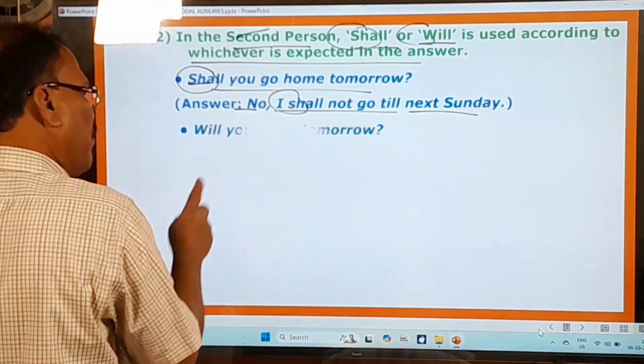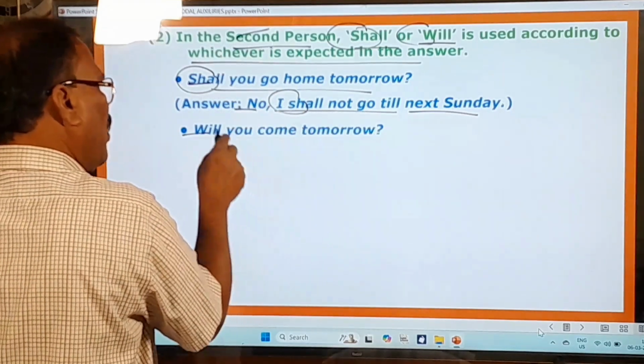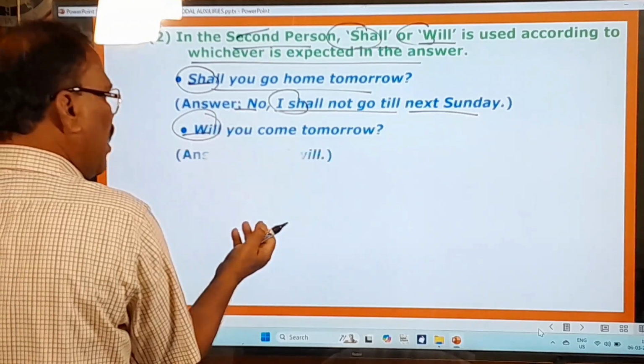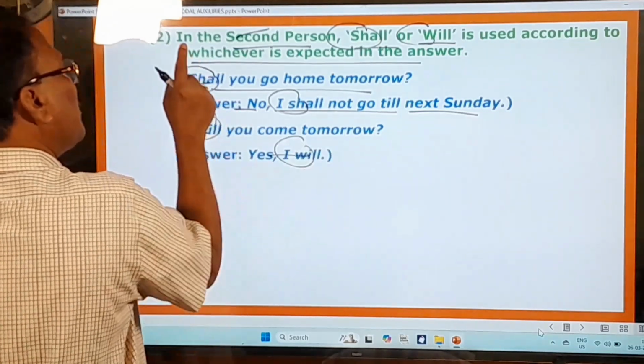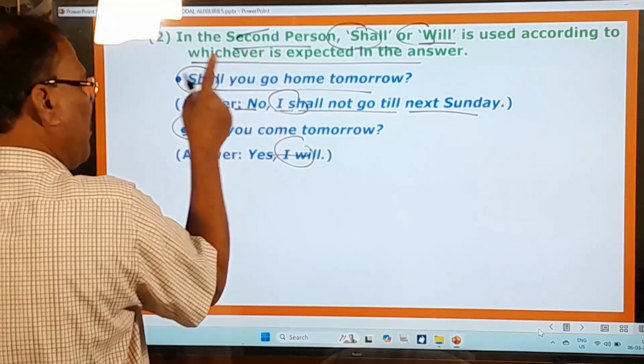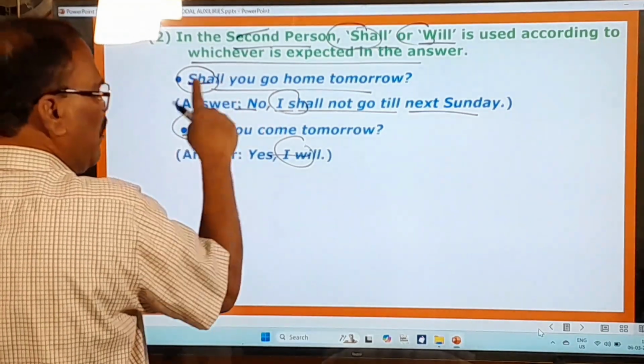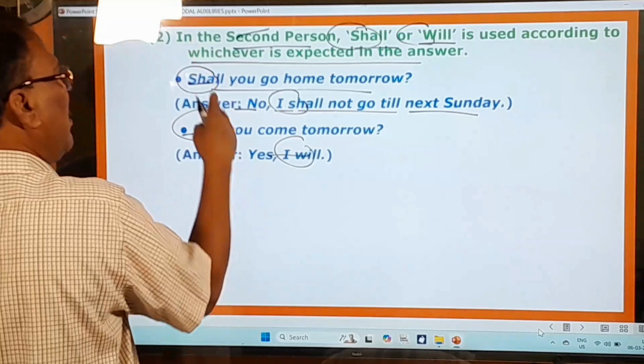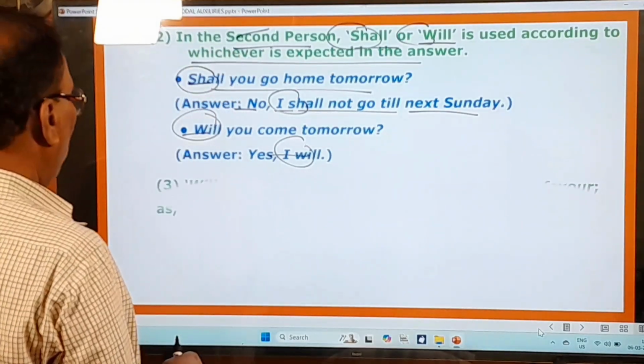Suppose if you use will, will you come tomorrow? Then in the answer also, yes, I will. So if in the question shall is used, in the answer shall is again used. If will is used, again will is used in the answer. So in this way, this is there. Okay, and you move on to the next one.